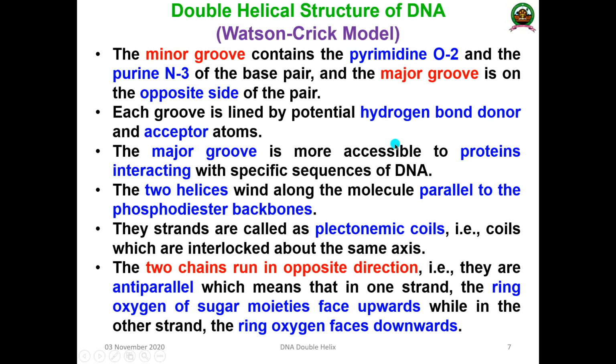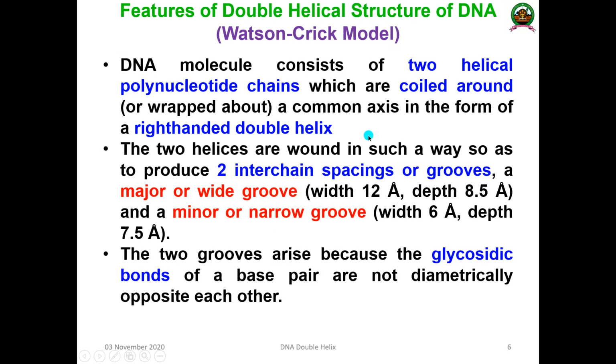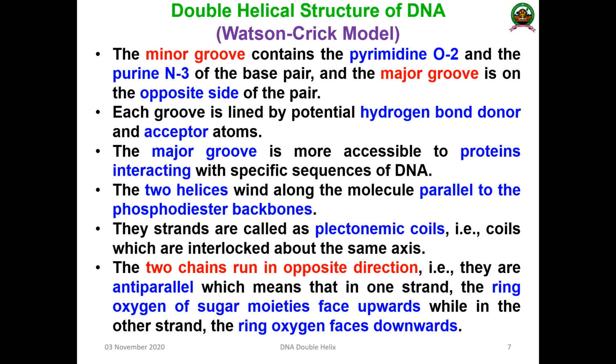Hydrogen bonds are produced, again we will see. Then the major groove is more accessible to proteins interacting with the specific sequence of DNA. I told you the major groove has a wide width and depth. There is a lot of space in which the protein can come and bind. Thus, this major groove is more accessible to the interaction with the protein with the specific sequence of a DNA.